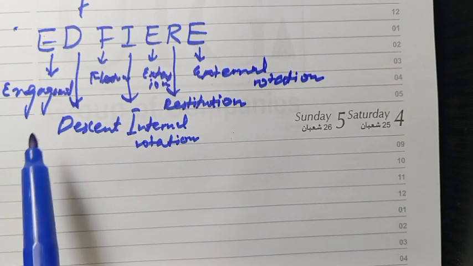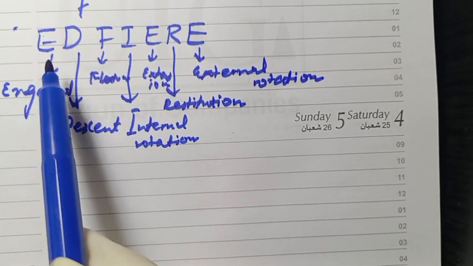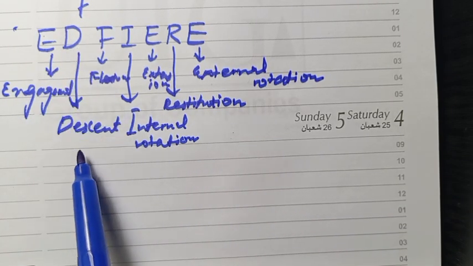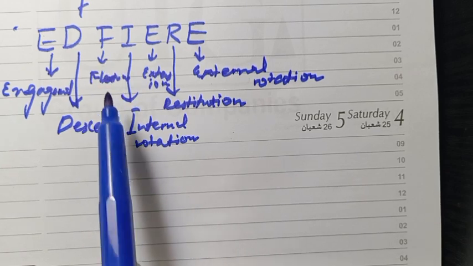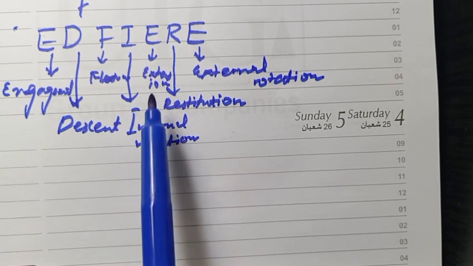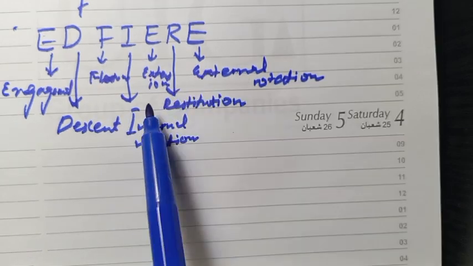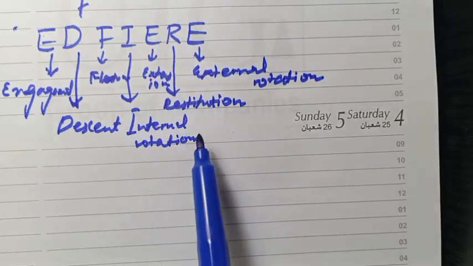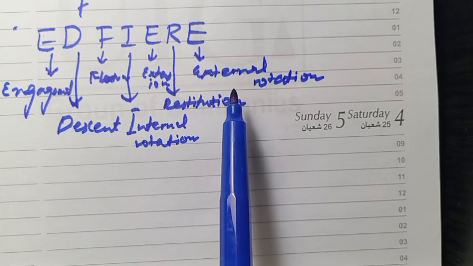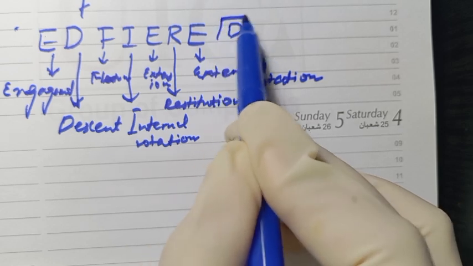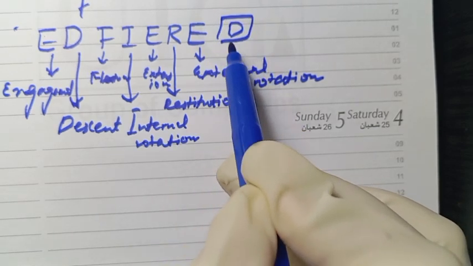Okay, to summarize the mechanism of labor: E, engagement; D, descent; F, flexion; I, internal rotation; E, extension; R, restitution; E for external rotation. Then comes D for delivery of shoulders and rest of the body.